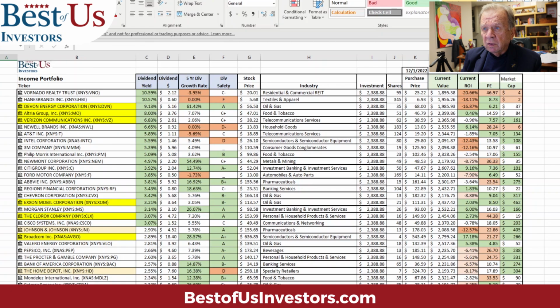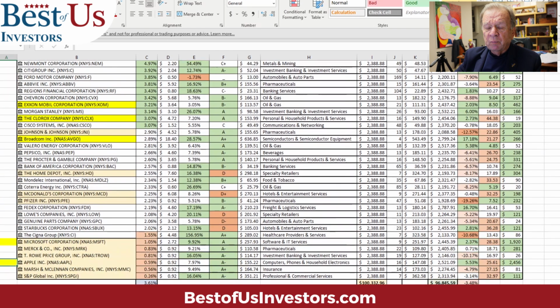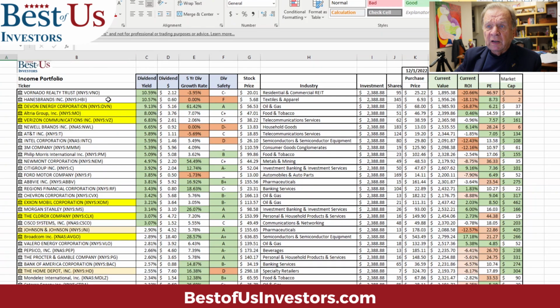in the S&P 500. So the first thing I did was sort them and come up with the highest-paying stock. And the highest-paying stock is Verando Realty Trust, that pays a 10.59% dividend, followed by Hanes Brands. That's the underwear people. They pay a 10.57. So then what I said was, okay, if I were a novice at that, I'd certainly want to own those too.